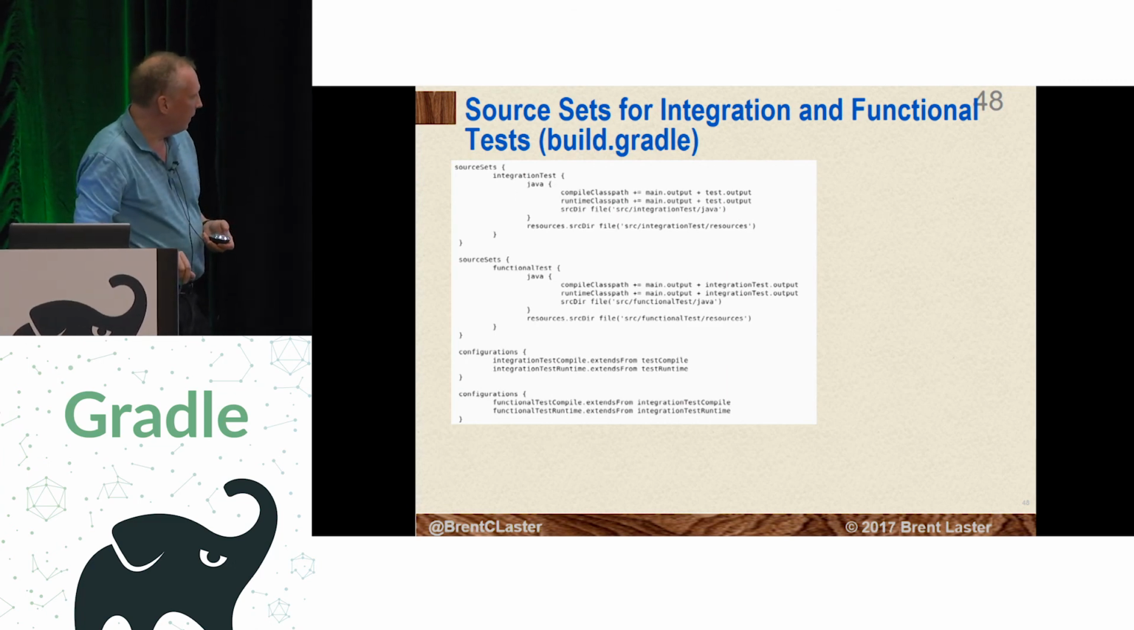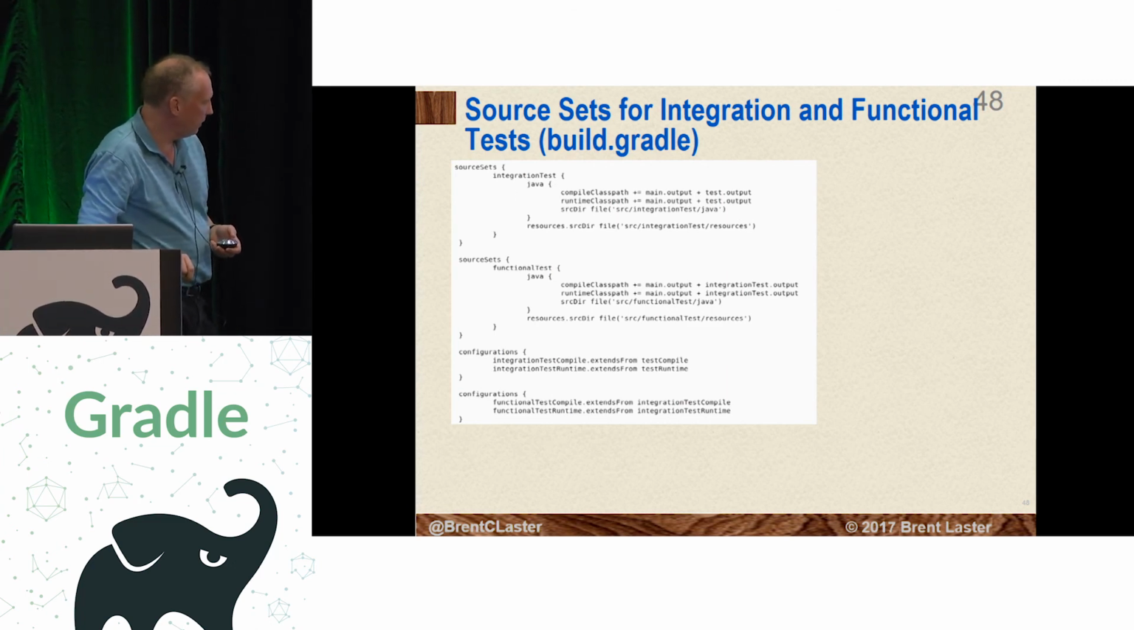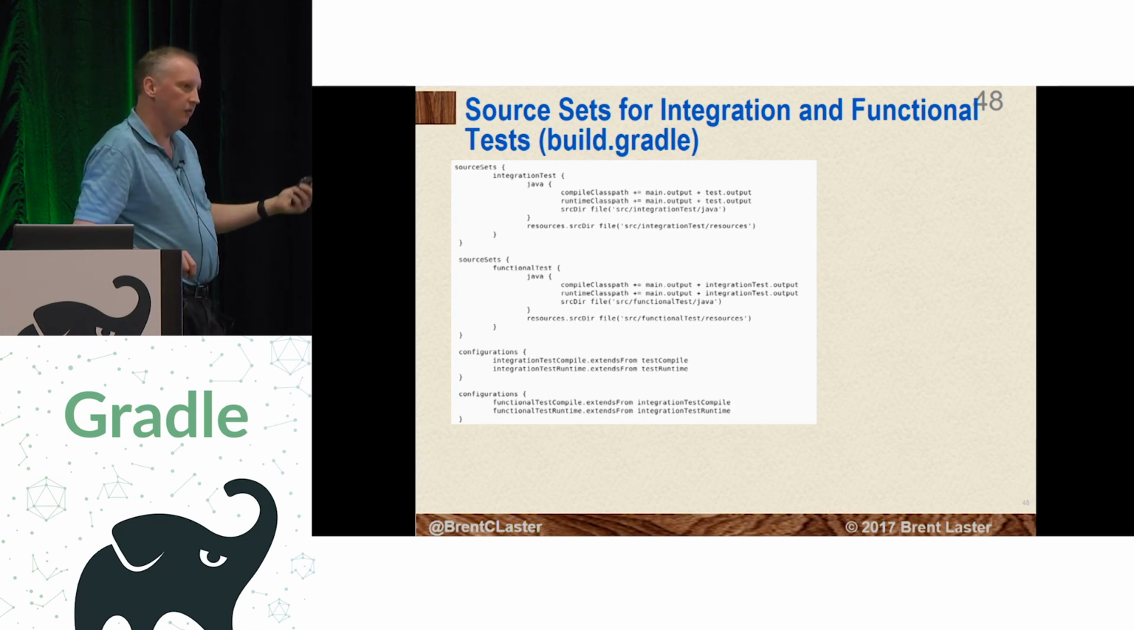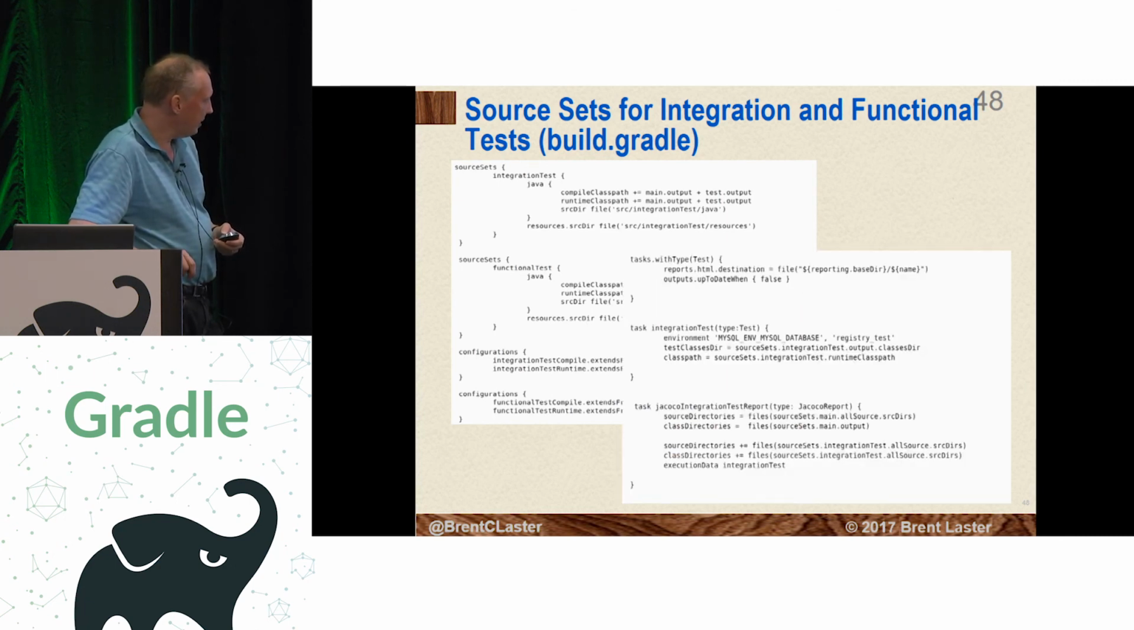And they can have their own paths, their own runtime and compile time class paths, their own configurations. Most of the time what you're going to do is set the compile class path equal to the main source set class output plus the test output, or you're going to keep inheriting down, taking the stuff from the test into the integration test, and the one from the integration test into the functional test. Okay.